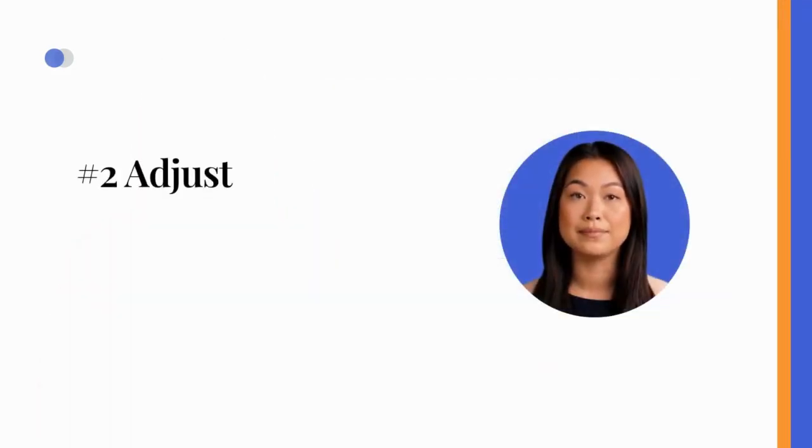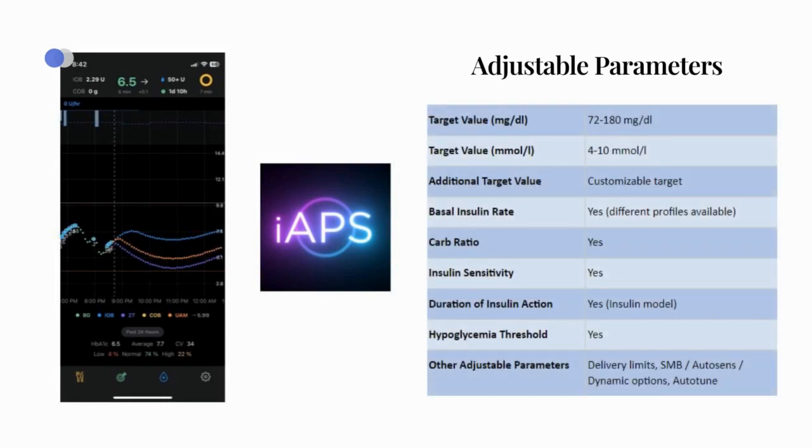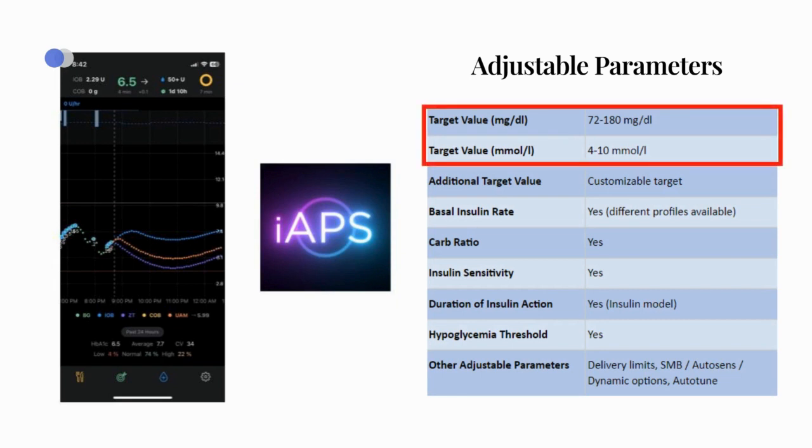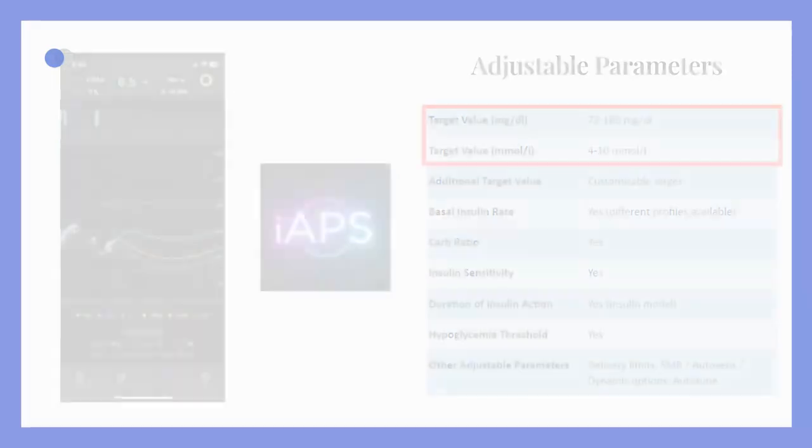2. Adjust. In iAPS, you have the flexibility to adjust various parameters to personalize your treatment. You can set a target glucose value per time block of 30 minutes between 72 and 180 mg per deciliter or 4 and 10 millimoles per liter.